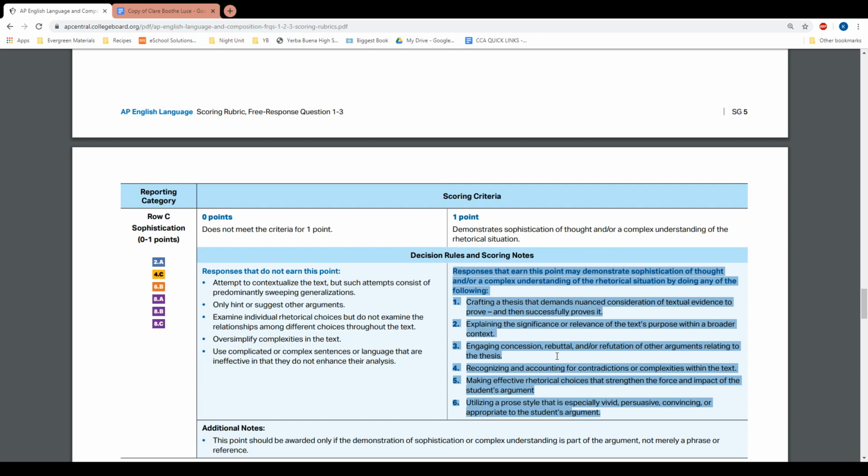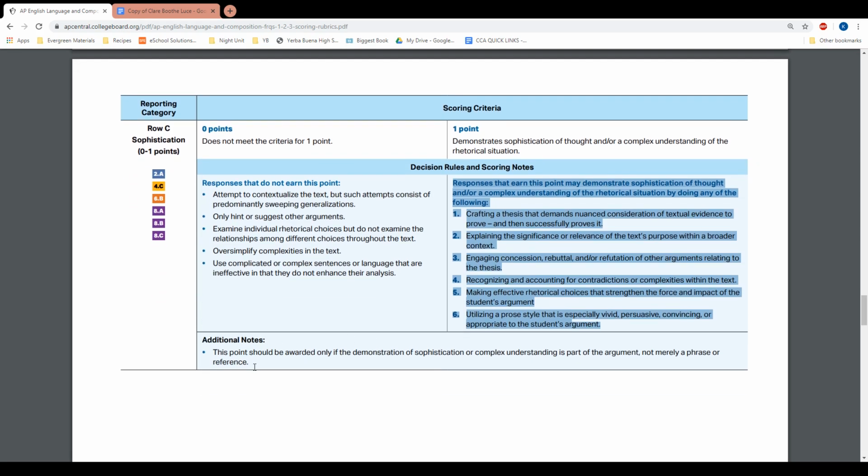And lastly, number 6. Utilizing a prose style that is especially vivid, persuasive, convincing, or appropriate to the student's argument. This one's tricky because they basically mean voice in your writing. So if you feel like you have a nice verbosity to your writing, that you're very clear as a person, very good in terms of flow, transitions, just word choice as an author, your writing, if it's good, can earn you a point for sophistication. So any of these 6 really allows you to earn that point.